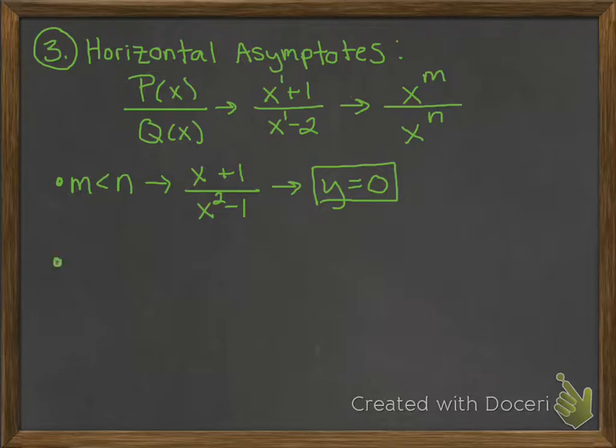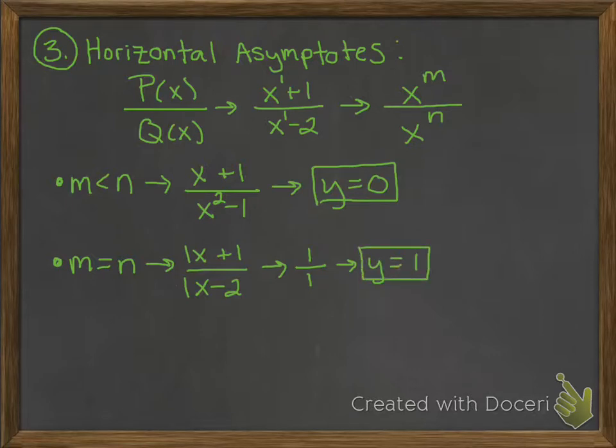Now, the next situation is if m and n are the same, just like in the problem that we were looking at, which once again was x plus 1 over x minus 2. So how do the horizontal asymptotes come out to be? All you have to do is take a look at the coefficients. Notice that in front of the x in the numerator, there's a 1, and in the denominator, there's also a 1. So the way that I would determine its asymptote is I would divide those coefficients by each other. In this case, I would have 1 over 1, which means that my horizontal asymptote is y equals 1. So that was really simple.